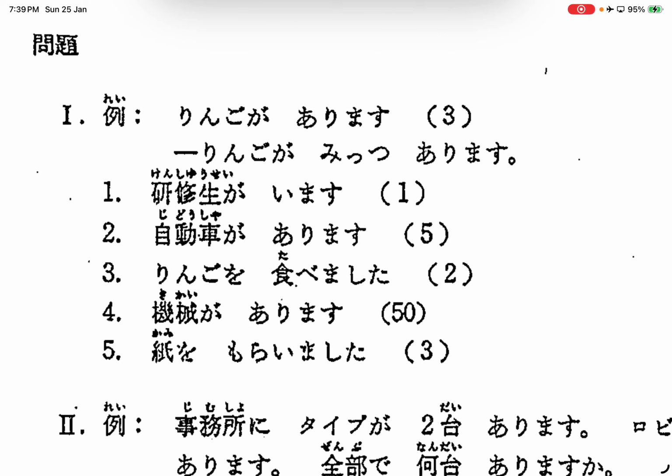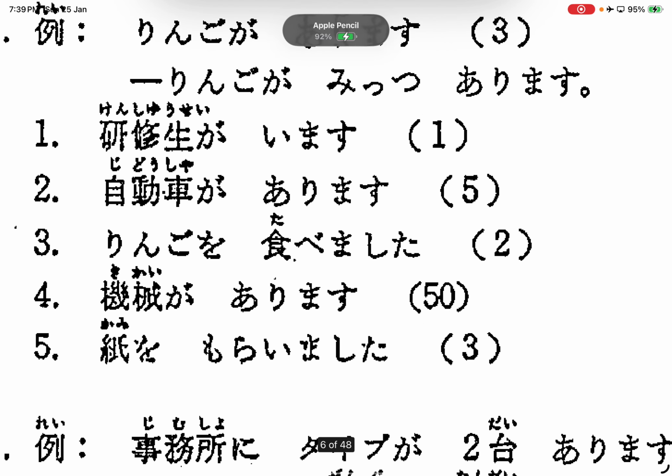How do we say one person? Warren? 1人います。 Thank you. Number 2. 自動車。 5台あります。 Thank you. Number 3, リンゴ 2個食べました。 Thank you. Small thing, so 2個食べました。 Number 4, 機械が50.